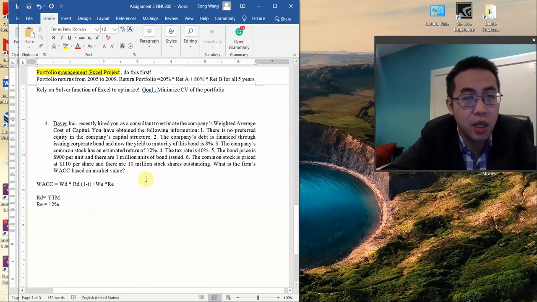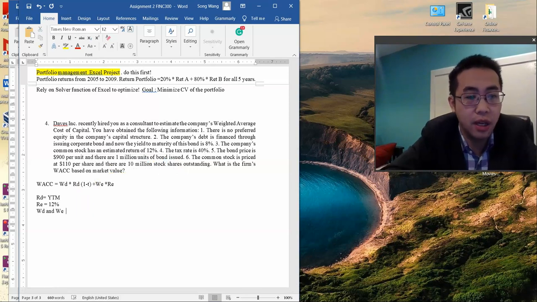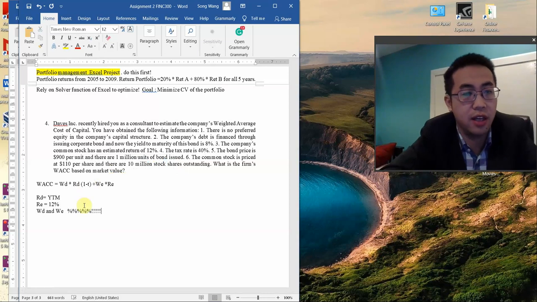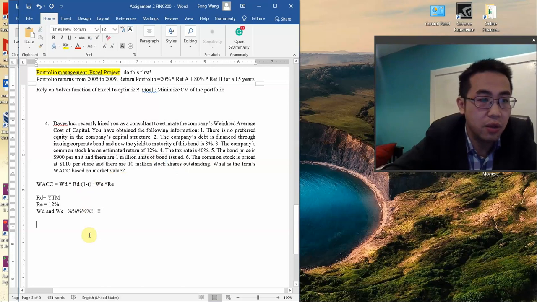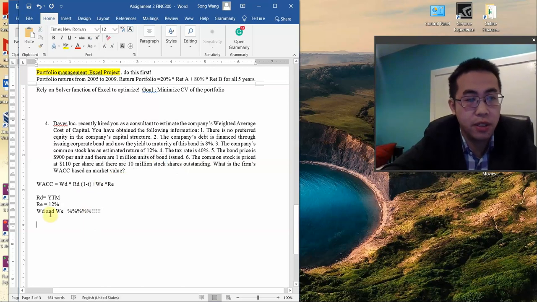Then you have a tax rate there, and the tax rate should be plugged in right here. Then you need to work on the weight of debt and the weight of equity. You should know that they are all in percentage. Don't ever forget this. So how do you get the percentage? Both of these terms add up to 100%.